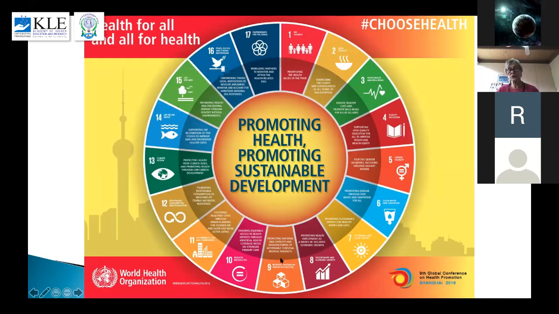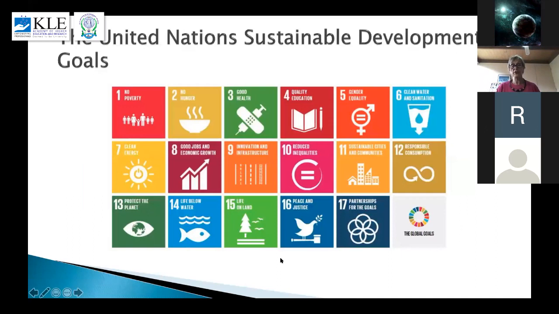So these are the sustainable goals, and I'll show you another picture of that in a moment. And this was their symbol, if you like, that came out from this conference about promoting health and promoting sustainable development. Health for all and all for health. Because when we look at the sustainable goals, these were developed by all the countries in the United Nations, about 160 countries, I think it is, and they followed on from the Millennium Development Goals. And every single one of these goals relate back to health, if you like.